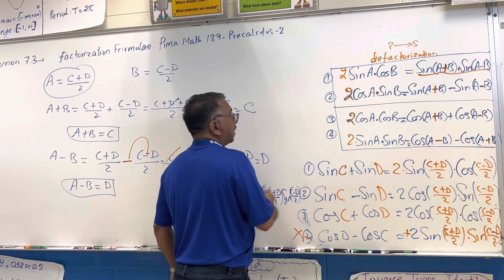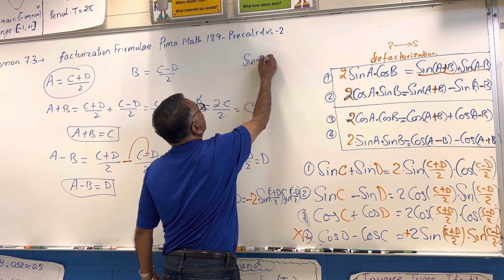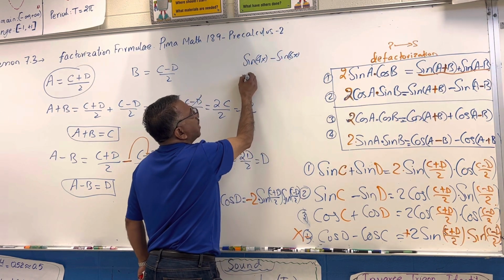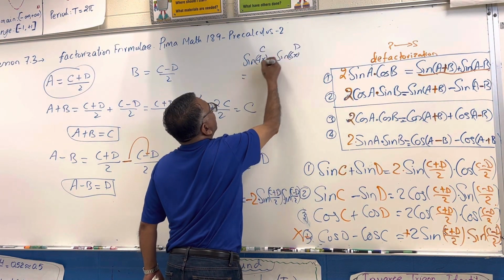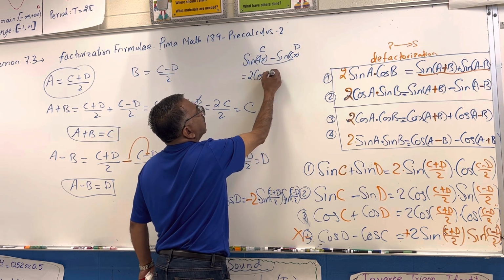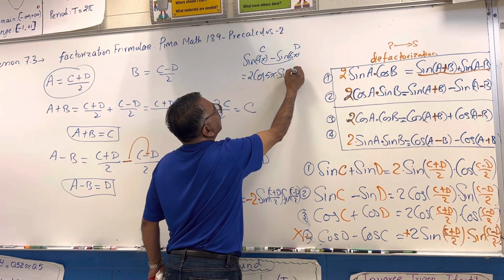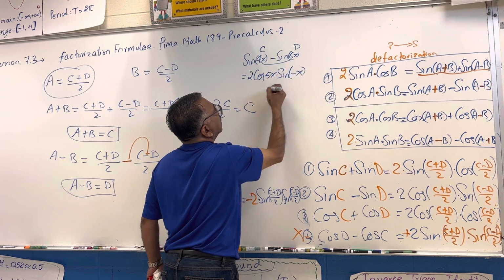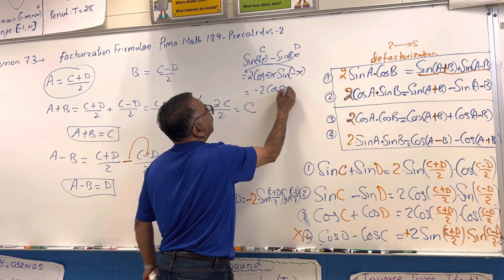So what does this mean when you are factorizing? If I write sine of 4x minus sine of 6x as a product, this is sine minus sine, where 4x is C and 6x is D. All you do is 2 cosine of (4x plus 6x) divided by 2, which is 5x, and then sine of (4x minus 6x) divided by 2, which is minus x. Of course you can pull the minus outside and get minus 2 cosine 5x sine x.